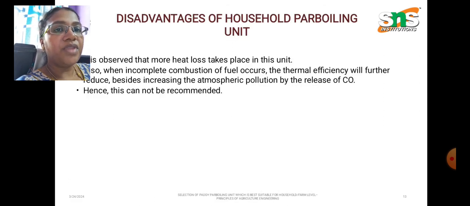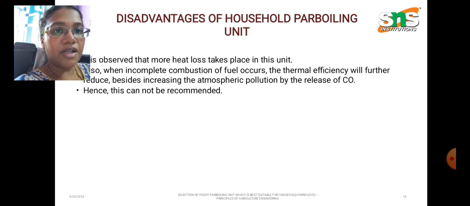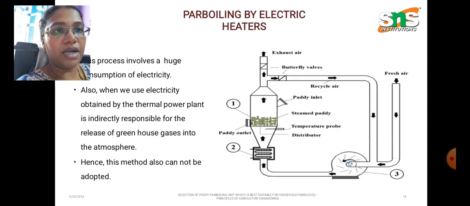The cost of the overall unit was approximately only 4,500 rupees, and the cost of operation is 7 rupees per hour. Some of the disadvantages: it is observed that more loss takes place in this unit. Incomplete combustion of fuel occurs, besides increasing the atmospheric pollution by the release of carbon dioxide, so this was not recommended.